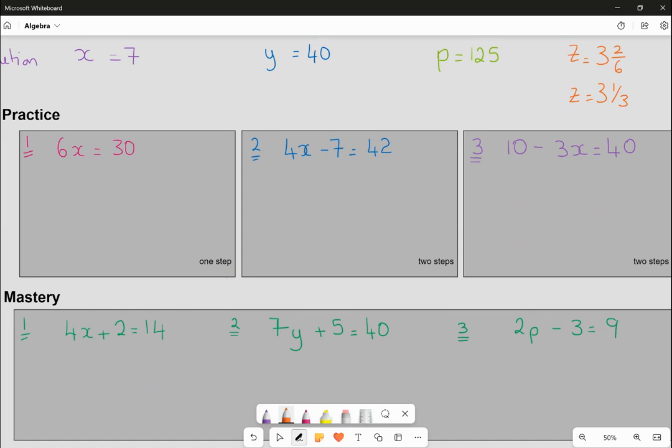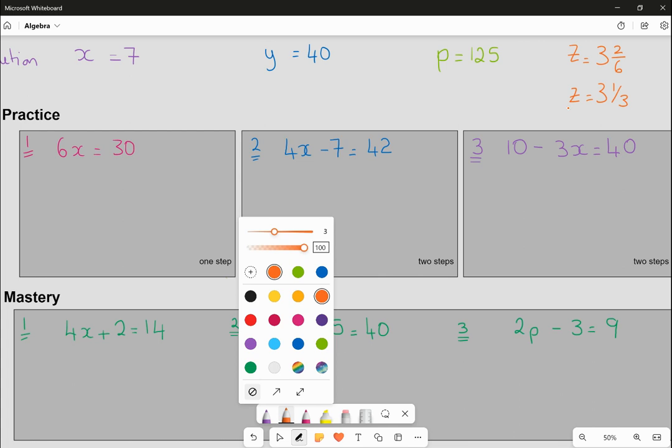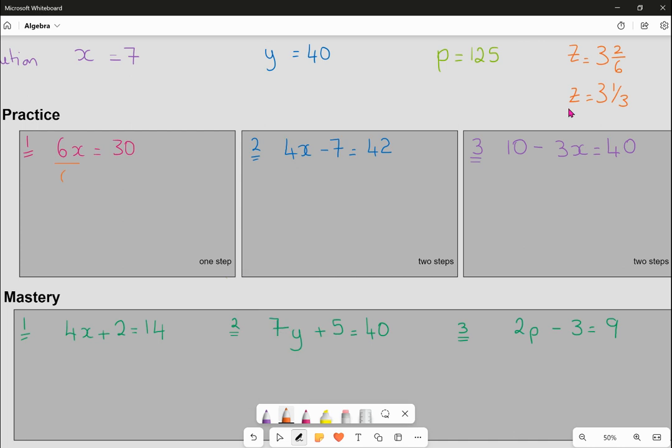Okay, let's do some practice ones together. So, I'm going to give you a minute to think about what you should do here. Now, because the 6 is multiplying the x, we do the opposite of that, which is divide by 6. That's right. So those 6s will cancel out. So here the x is equal to 30 divided by 6, which is 5. And that's our solution. And you can see that that was clearly a one-step solution. It took us one step to arrive at the solution.